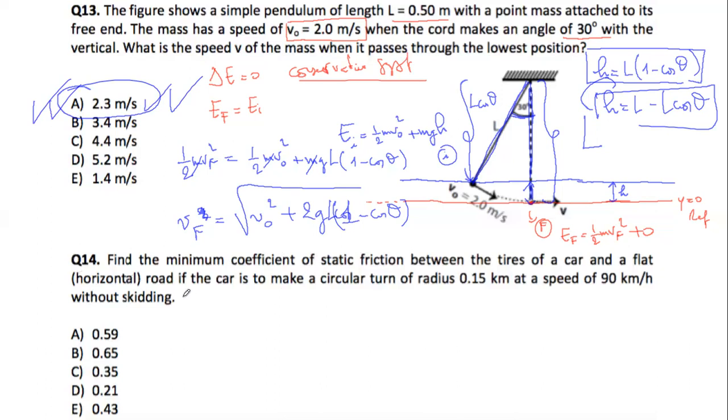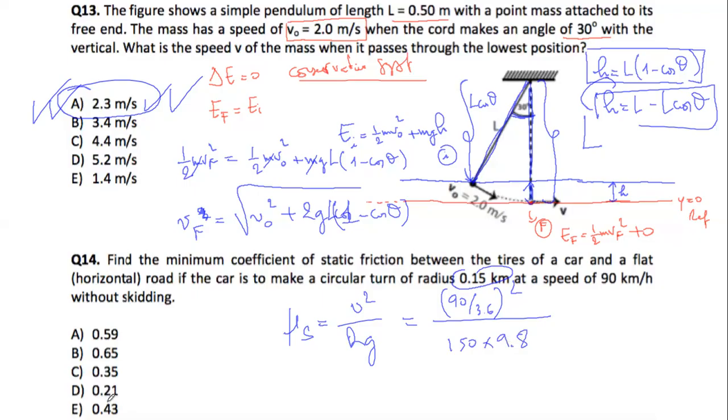Okay, question number 14. We have solved this so many times. You can use the formula directly: mu s is v squared divided by rg. V squared is 90, but you put it in meters per second, divided by rg. What is rg? 150 meters, because I gave it to you in kilometers. You have to put it in meters, times g 9.8.